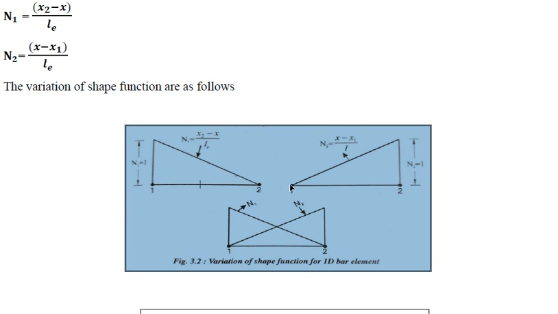Now this diagram belongs to shape function n2. n2 is 0 at node 1. n2 is 1 at node 2. As n1 is 1 at node 1, n2 is 1 at node 2. It is 0 at node 1 and 1 at node 2, and it goes on increasing in between. Its value depends on (x minus x1) by LE, and it goes on increasing and its value will be less than 1. It will be 0 between 0 and 1. Here it will be 1. So this is about the variation of shape function.